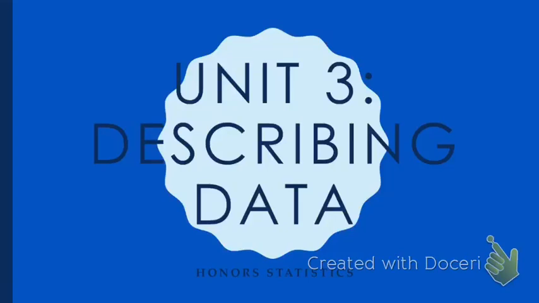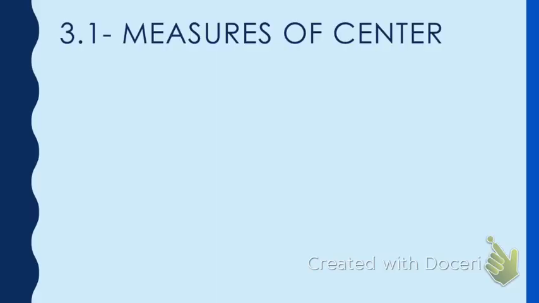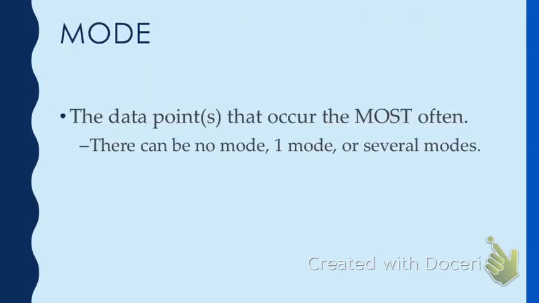So Unit 3 is talking about describing data. So we're actually going to take samples and figure out or calculate attributes about the data. So today we're talking all about measures of center, which includes mean, median, and mode. So when I'm talking about mode, that is the data point or points that occur the most often. Mode is most. There can be no mode, or one, or several.